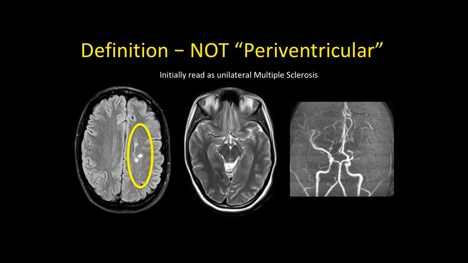You can see the lesions on the left. This was initially read at another institution as unilateral multiple sclerosis, but if you take a closer look, these lesions are not specific for demyelinating disease. They're not periventricular or juxtacortical, infratentorial, or cortical. And if you take another look at the flow voids, don't forget to look at your flow voids, we have a steno-occlusive disease on the left, and this was actually a moyamoya pattern in this patient with small strokes in the deep white matter.